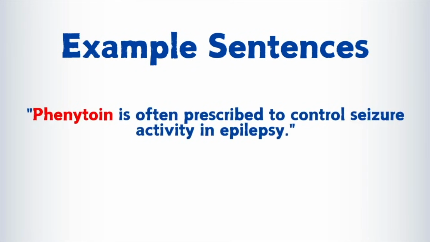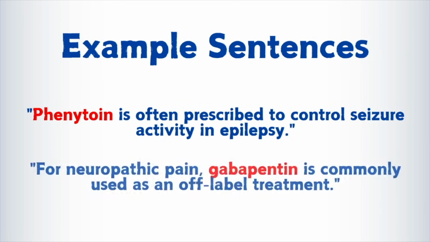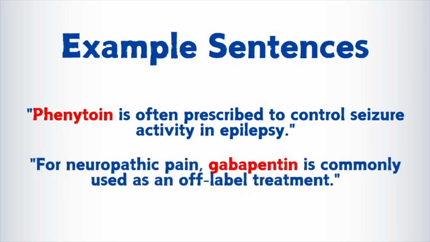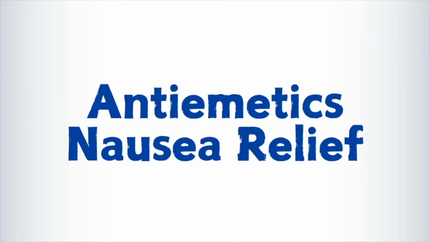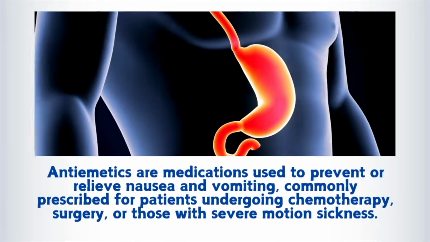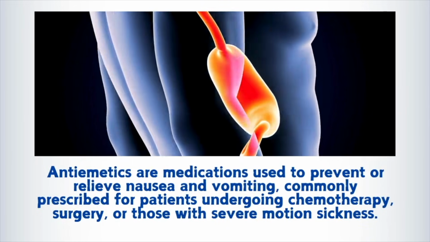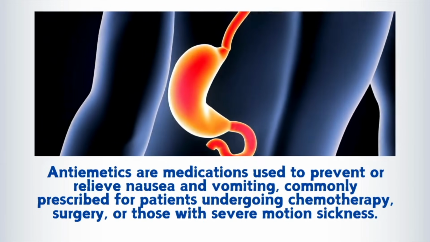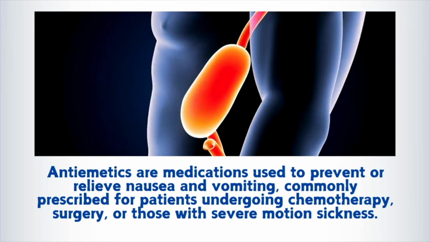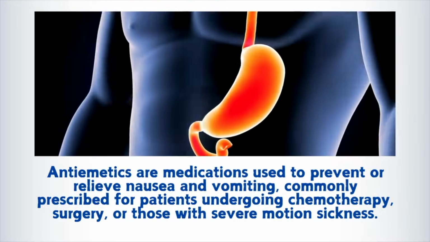Phenytoin is prescribed to control seizure activity in epilepsy. For neuropathic pain, gabapentin is commonly used as an off-label treatment. Our penultimate category is for antiemetics, also known as nausea relief. These types of medications are used to prevent or relieve nausea and vomiting, commonly prescribed for patients undergoing chemotherapy, surgery, or those with severe motion sickness.